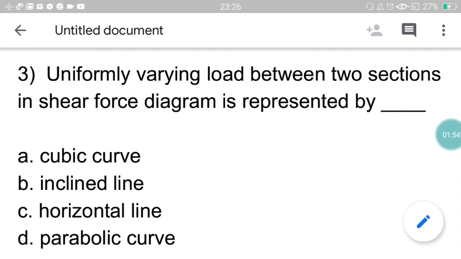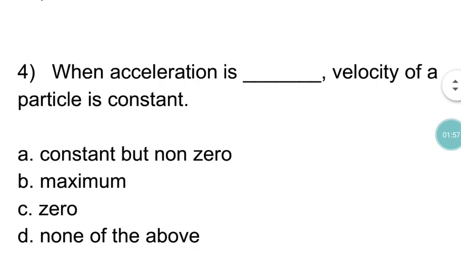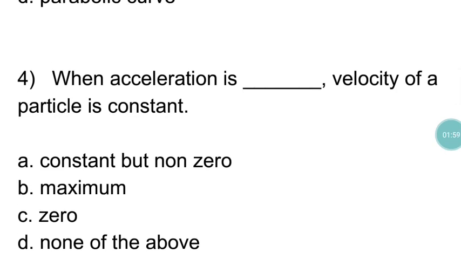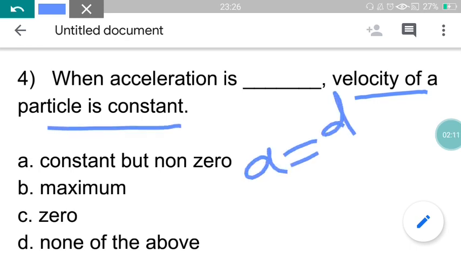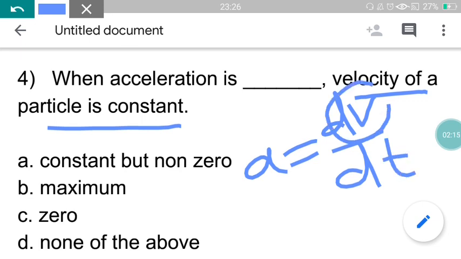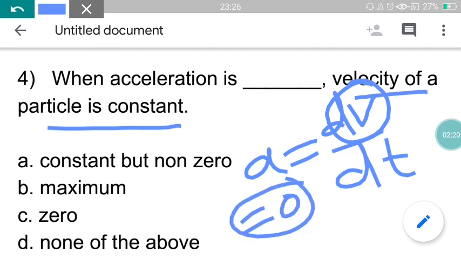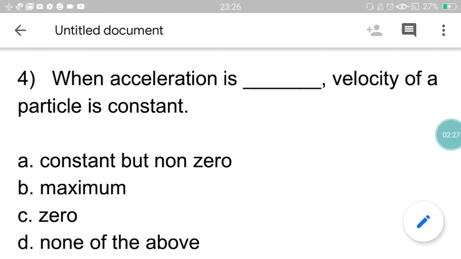The next question: when the acceleration is dash, the velocity of a particle is constant. What they are asking is when the velocity of the particle is constant. Acceleration means dv upon dt. So when the velocity is constant, if we give some constant value for the velocity, then acceleration will become 0. The correct answer is option C. When the velocity is constant, then acceleration will be 0.